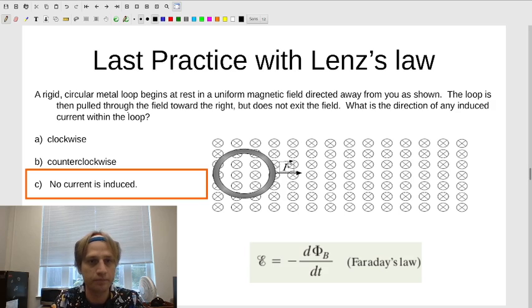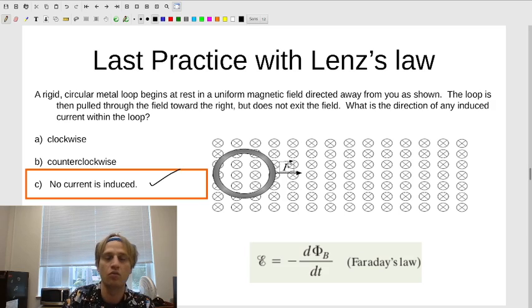Let's try one more. Let's say that we have a rigid circular metal loop that begins at rest in a uniform magnetic field directed away from you as shown. The loop is then pulled through the field to the right but does not exit the field. What is the direction of any induced current in the loop? So in this case, no current is induced.